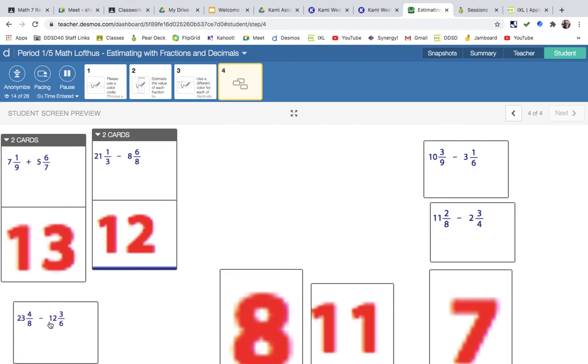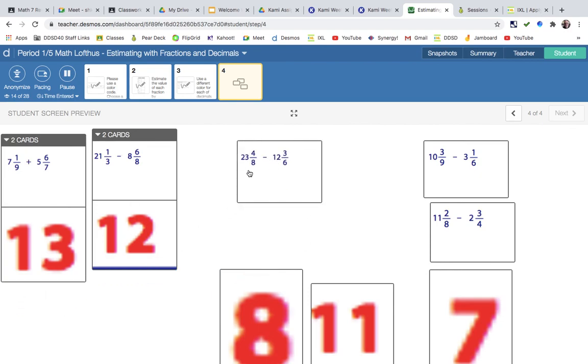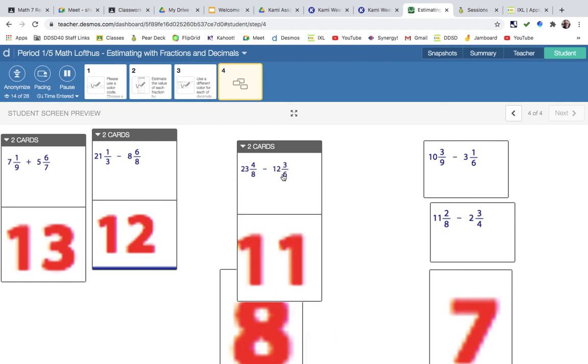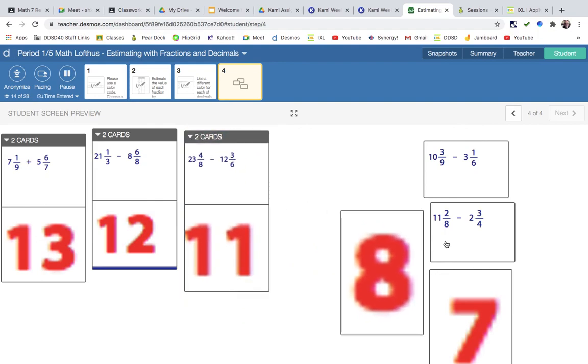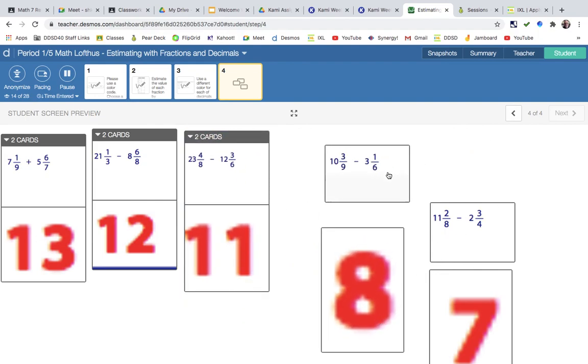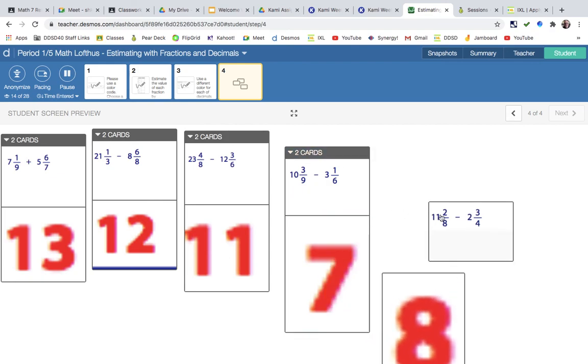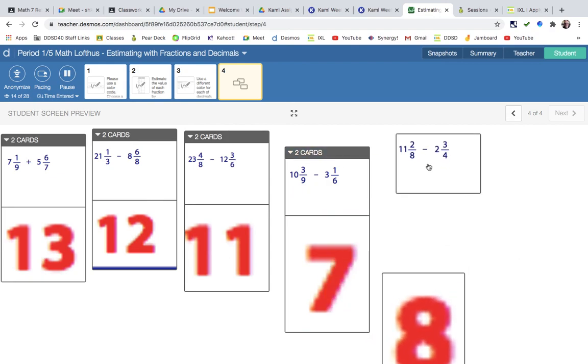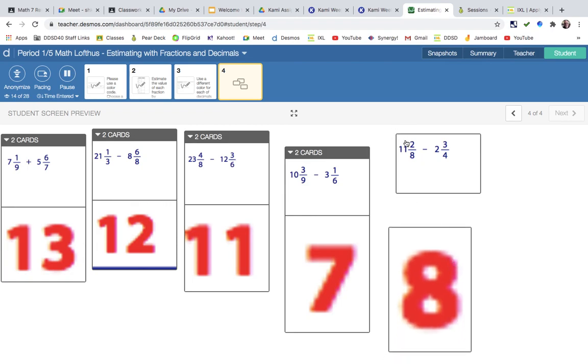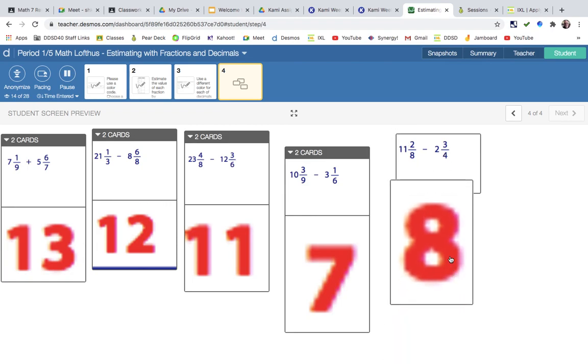All right. This would be, we could go to 24 and 13. So 24 minus 13 should be 11. And hopefully the rest of these match up. It should. So 10 minus 3 is 7. And 11 minus 3. So just round that to 11, round that to 3. 11 minus 3 is 8.